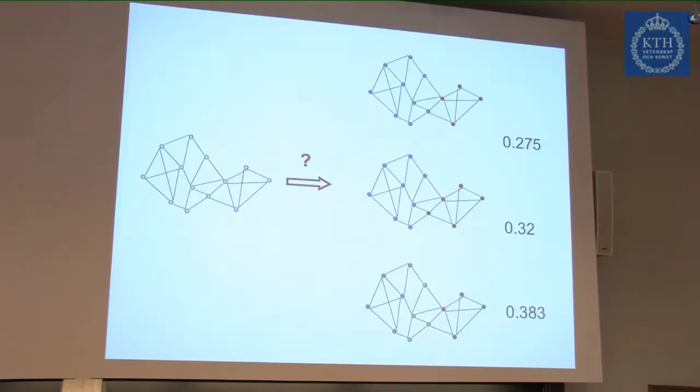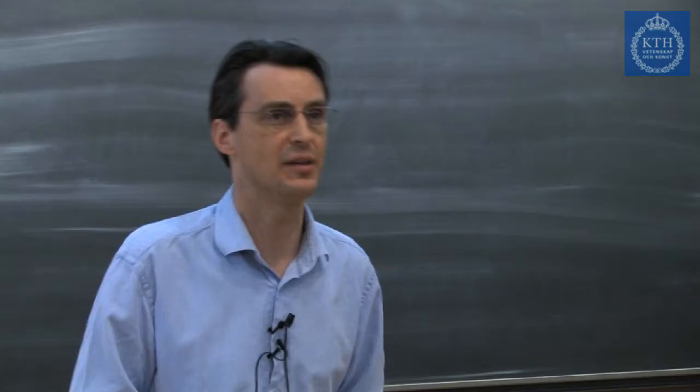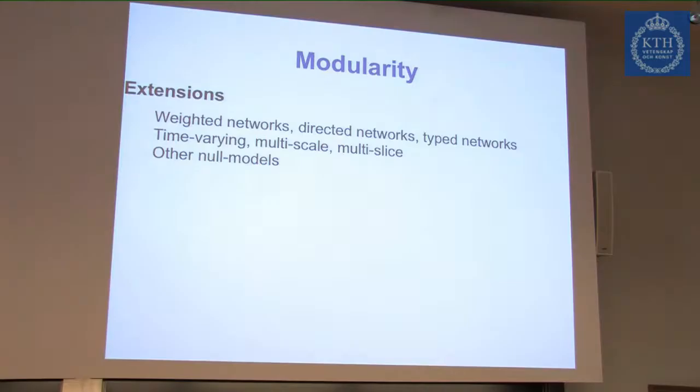Of course, in this list, I've only considered 3 possible ways of partitioning my network. In general, there is an exponential number of possible ways. In order to establish that indeed this is the optimal way, I would need to compare this to all the other possible partitionings of my network, and I'd like to have a partitioning that gives the highest possible modularity. Okay? Very well. So what can we say about modularity?